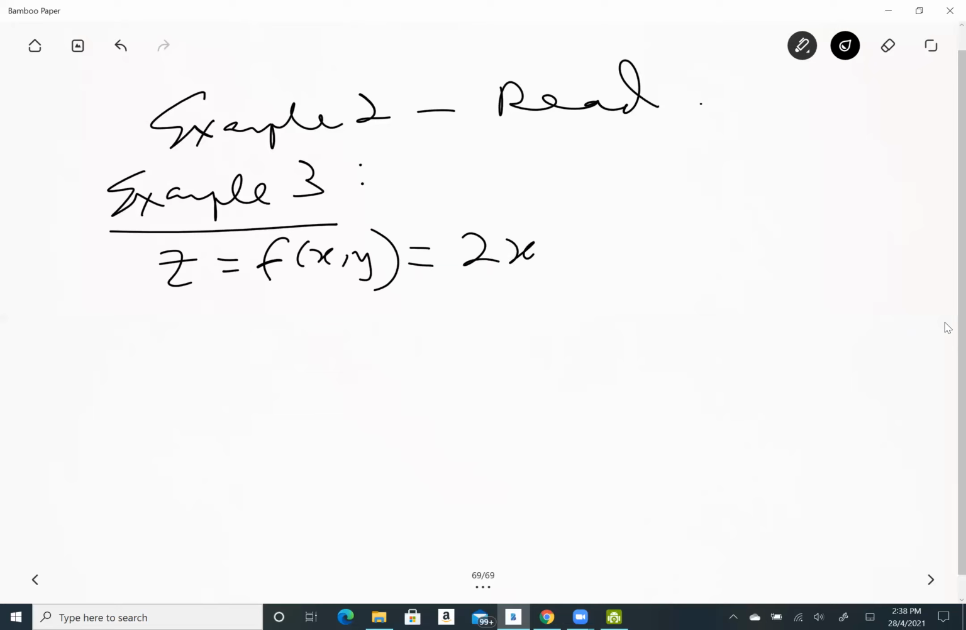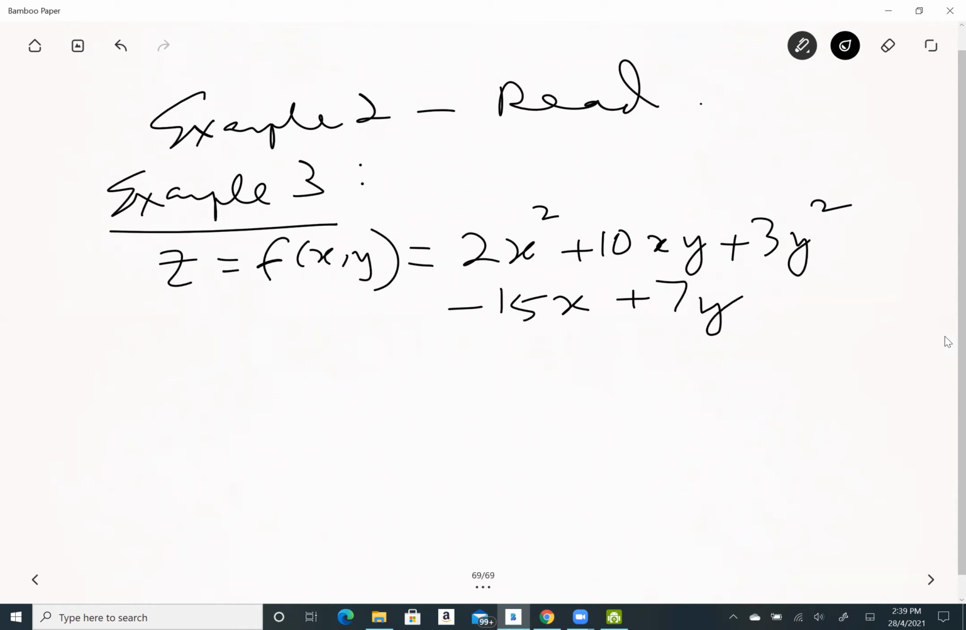equal to 2x squared plus 10xy, okay, that's a 10, plus 3y squared minus 15x plus 7y.